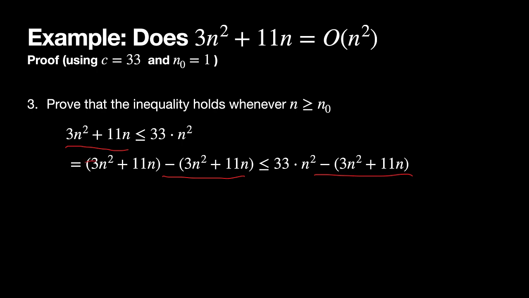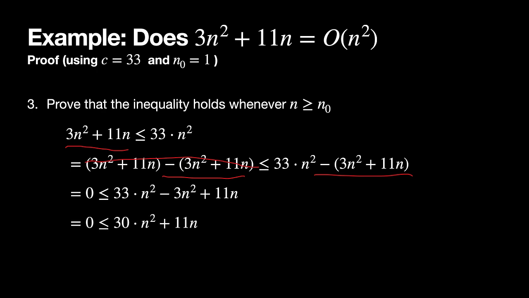Of course, on the left-hand side, things just cancel out. And on the right-hand side, we'll simplify the algebra a little bit, and we'll simplify it a little bit more. And now we've got an expression that says 0 is less than or equal to 30n squared plus 11n. Okay, and remember that these inequalities, you can also read right to left instead of left to right. So I could read this as 30n squared plus 11n is greater than or equal to 0. So again, when you read it right to left, be sure that you read the inequality backwards appropriately.